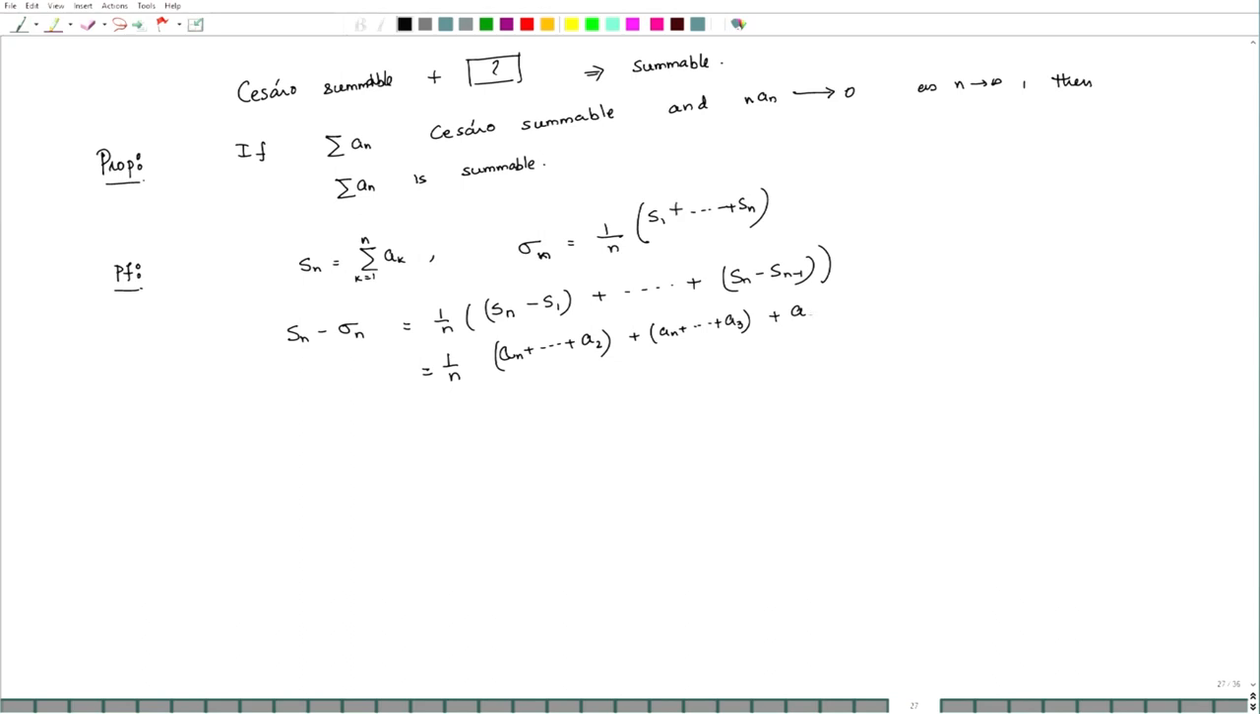So, now if you add this, this is 1 by n, and this is how many are going to survive: n minus 1 of A n plus n minus 2 of A n minus 1, and then this goes up to A 2. So, that is essentially 1 by n times the summation over k equal to 1 to n of (k minus 1) A k. Now, in the same fashion, we are given that n A n converges to 0. So, this converges to the same number sigma, and if sigma n converges to S, then this is summable. Okay.